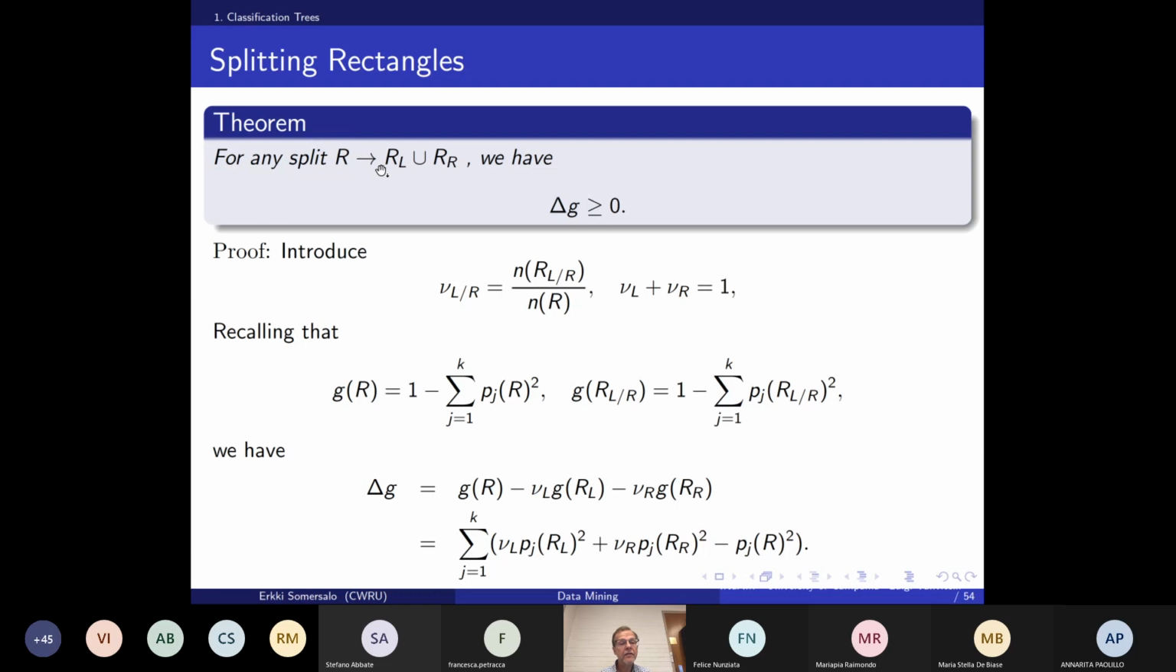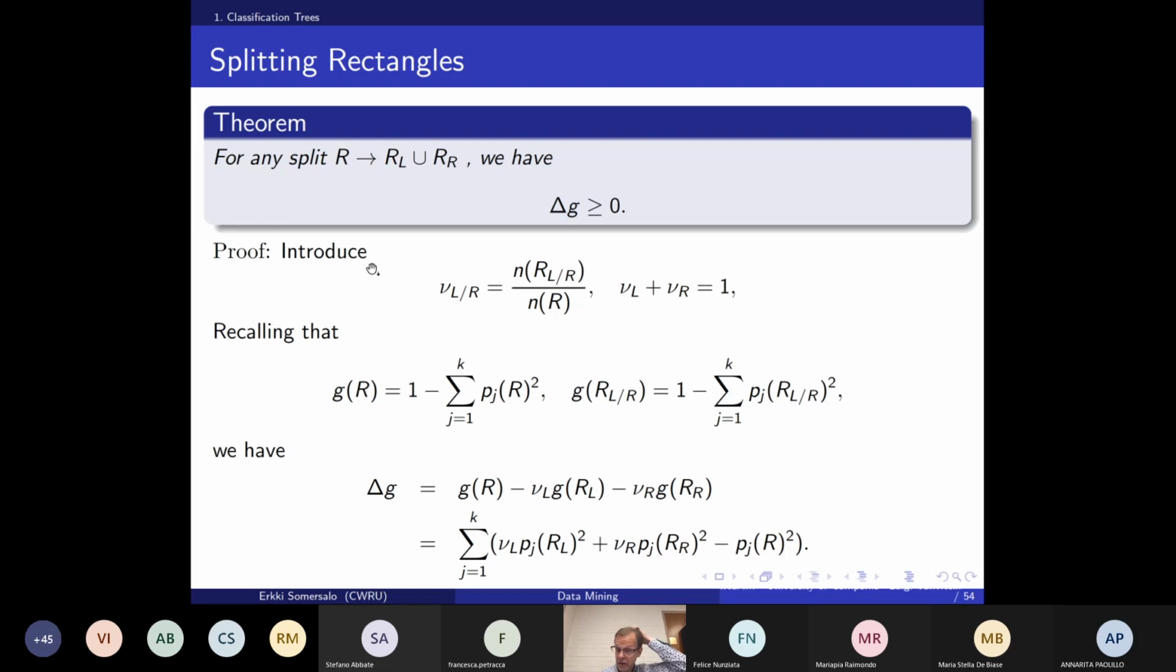And this theorem here says that indeed, when you do this splitting, no matter where you split, you cannot have a worse situation. So the impurity is decreasing. Okay, so this is the first principle here. It is always advantageous to split a rectangle in terms of the impurity. So you will always have less impurity in the new case. So that's my first theorem.